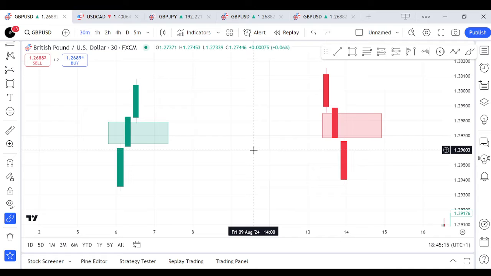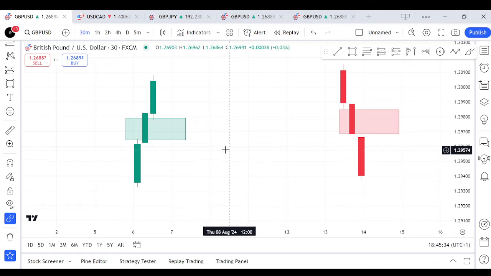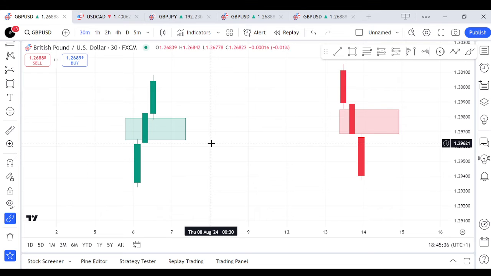So if you've ever struggled with identifying precise entry and exit points, this strategy could be the missing piece in your trading toolkit. So make sure to watch until the end, as we'll cover everything from identifying these gaps to executing trades with confidence and managing your risk effectively. So without wasting your time, let's get started.